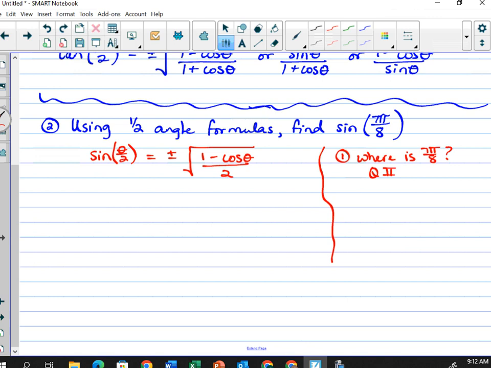Okay. The reason we care about that is that it's going to determine whether we use the plus or the minus in front of the square root. So do you think sine is positive or negative in the second quadrant? Positive. So we are picking positive. Are you with me on that?